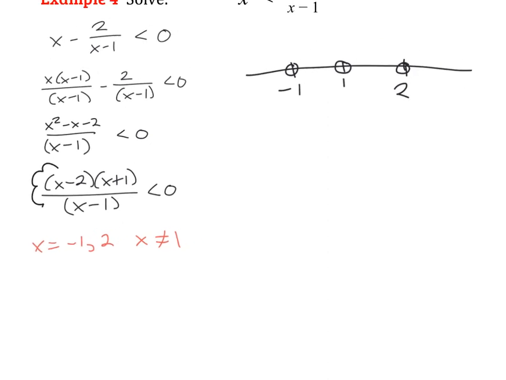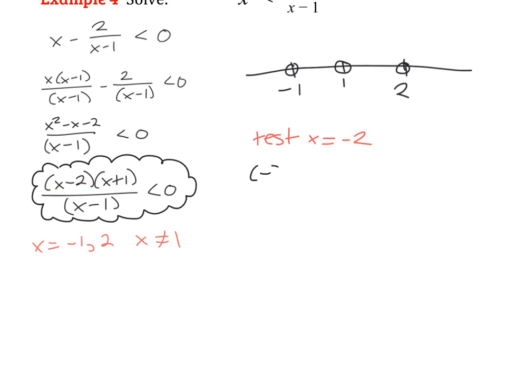And when I test it, I'm just going to plug it into these factors just to see if it's positive or negative. So let's try testing x equals -2, something in this realm. If I plug in -2 here, this factor is negative. If I plug in -2 here, it's still negative. And if I plug in -2 here, it is negative. And we know if you have an odd amount of negatives, our answer is negative. So I'll put a minus sign here.